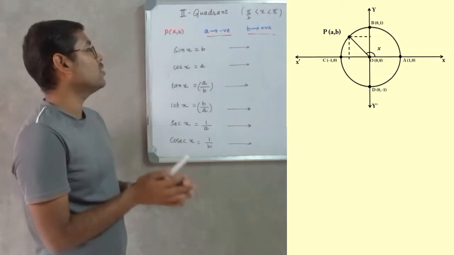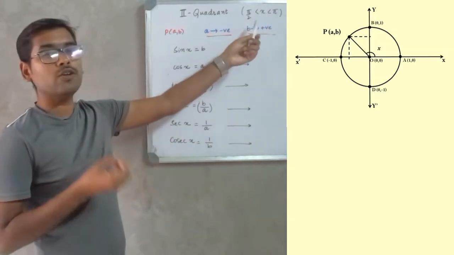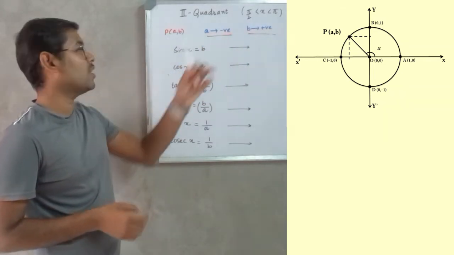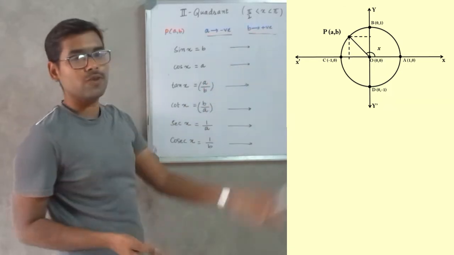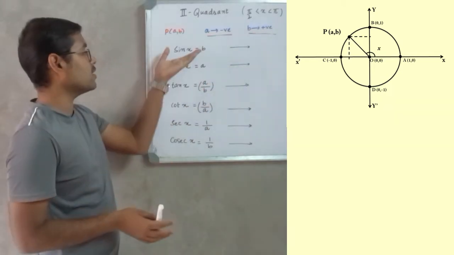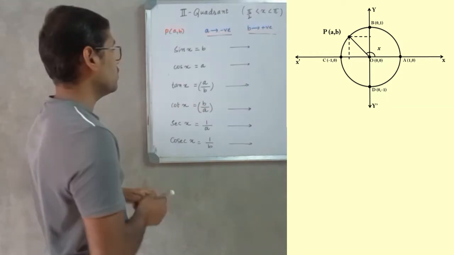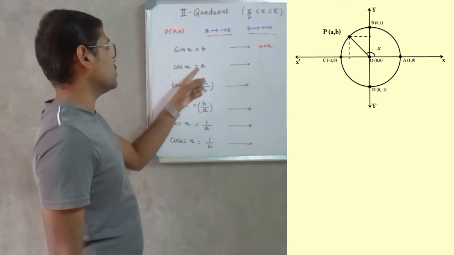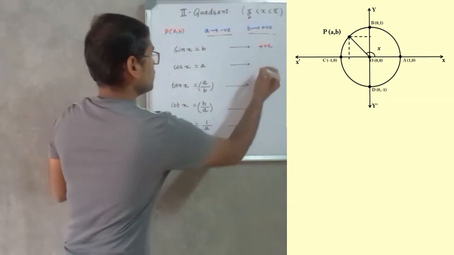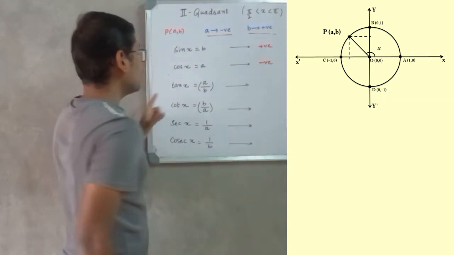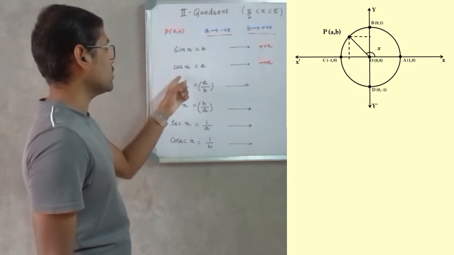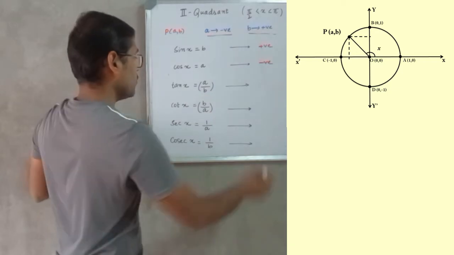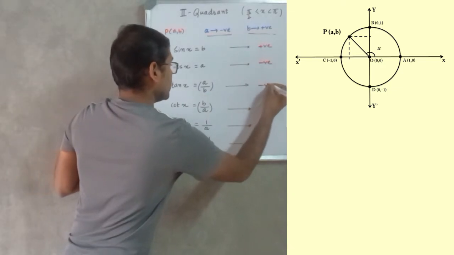Guys, now in the second quadrant, where the value of x lies between pi by 2 and pi, the x coordinate of point P will be negative number and the y coordinate of point P will be positive number. So in this case, sin x, which is given as y coordinate, will also have positive sign. And cos x, which is equal to a, will have negative sign. What about tan x? Tan x is sin x by cos x, which is b by a. Here a has negative sign and b has positive sign. So overall tan x will have negative sign.